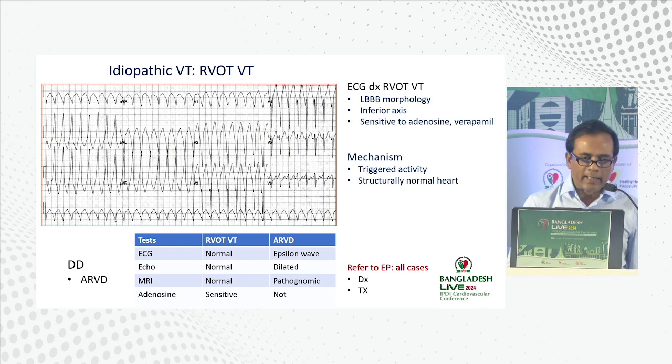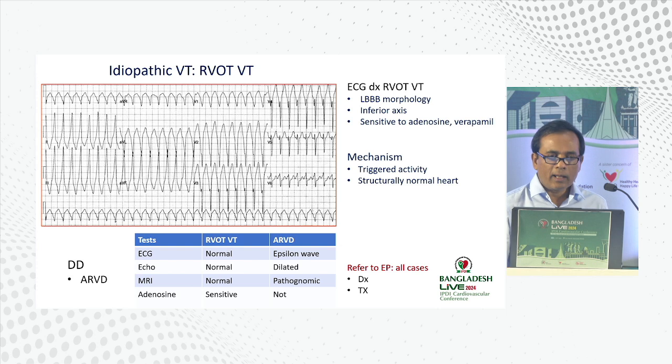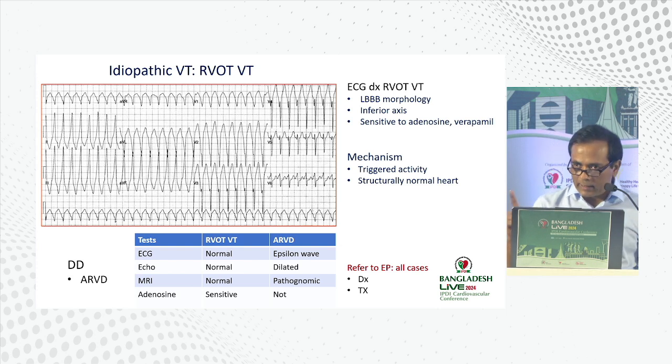So this is another example, the idiopathic VT. There are three idiopathic VTs. That is the ILVT, and this is the RVOT VT. Similarly, these kinds of wide complex, LBB morphology VT, as Poppy described, these groups of patients should be differentiated from ARVD.